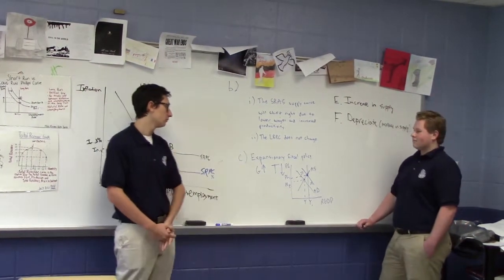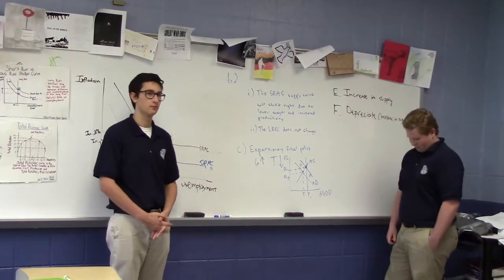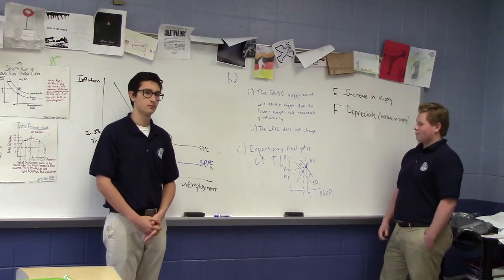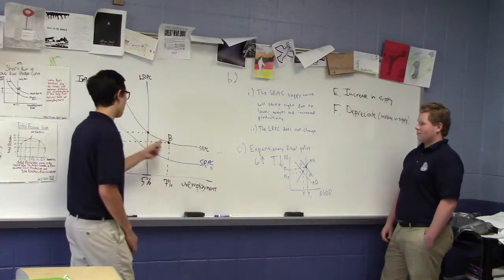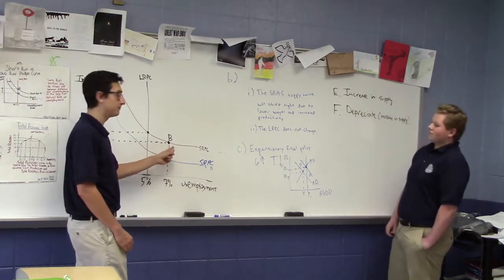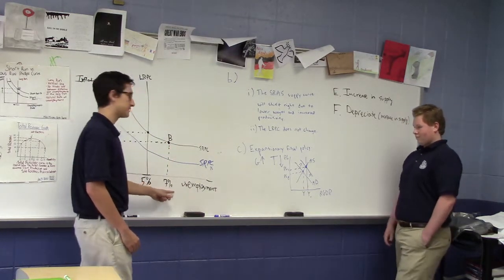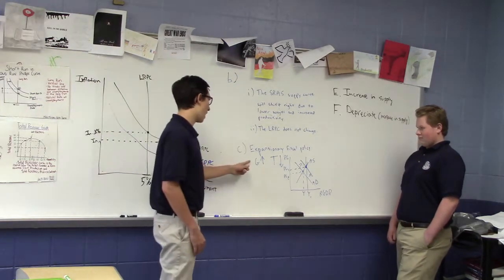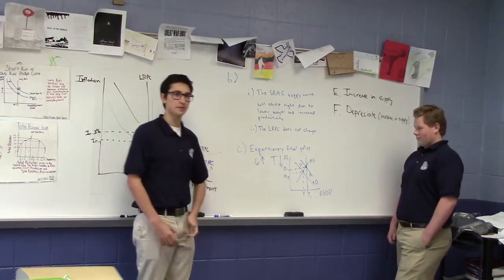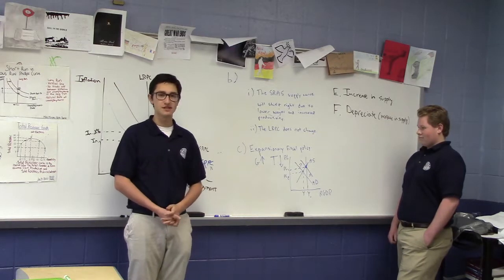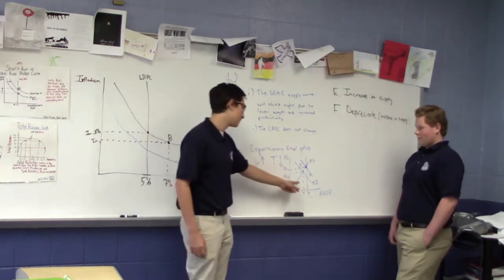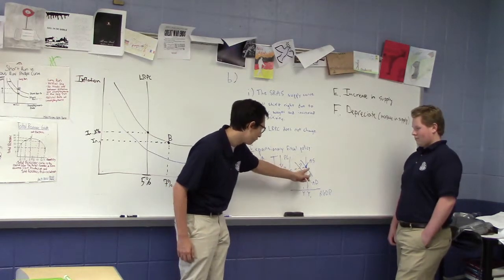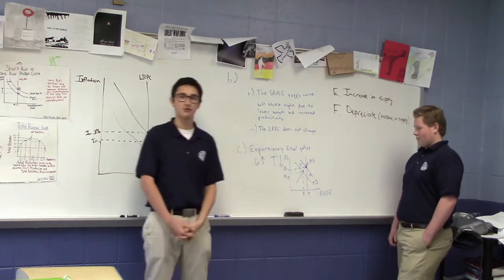Next one, C. Identify a fiscal policy that could be used to reduce the unemployment in the short run. Since this graph is showing that the economy is in a recession, with unemployment being high, we want expansionary fiscal policy, which would be an increase in government spending or a decrease in taxes. As shown in this small graph right here, it would increase aggregate demand, bringing the economy out of recession.